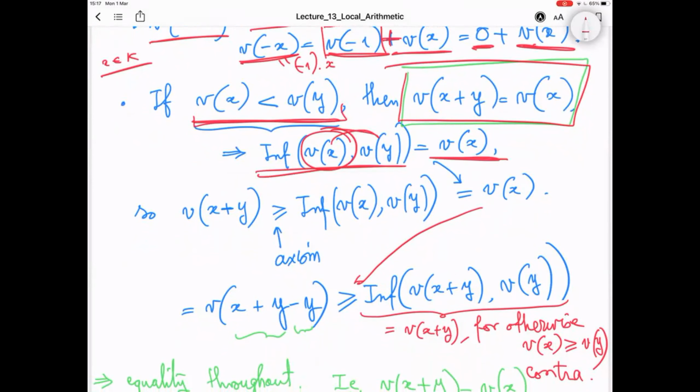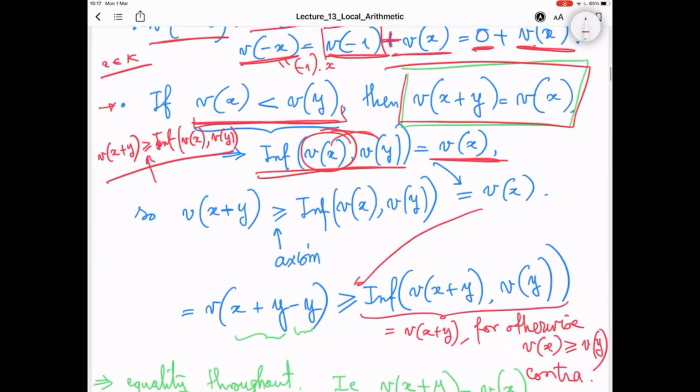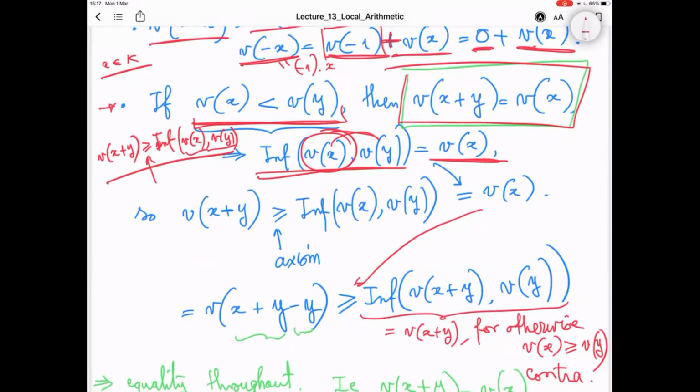So normally the condition on a valuation is that V of x plus y is greater than or equal to the infimum of V of x, V of y. This doesn't say that it's equal to, or it could be strict. This inequality could be strict in some cases. What we are saying here is that if these two are different, then this is actually an equality. This inequality is not strict in this case. So how do we prove this?